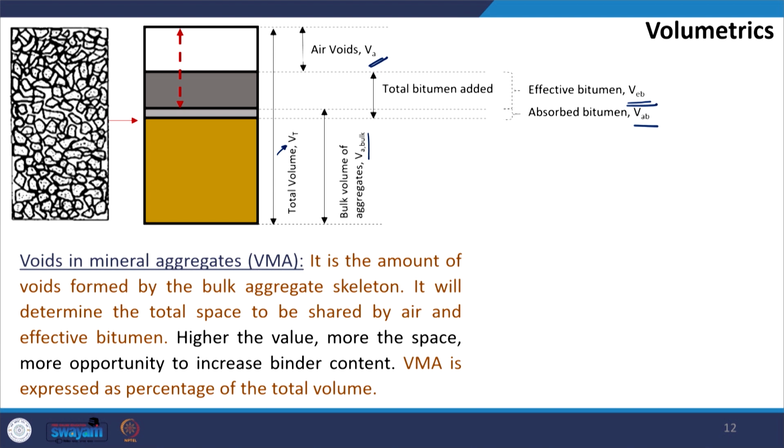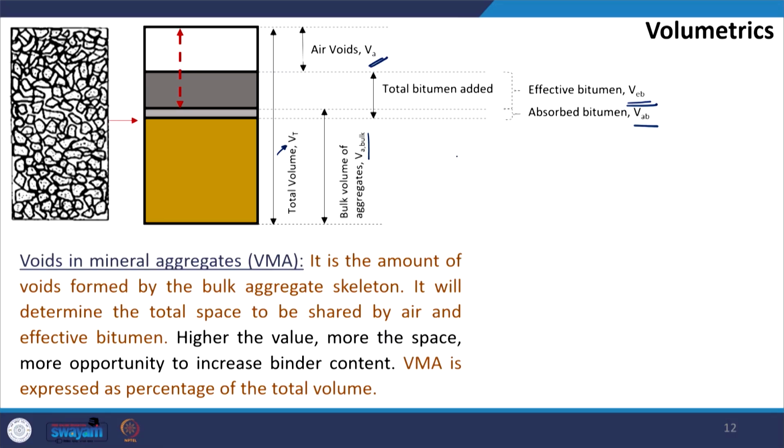The first parameter which we will discuss today is voids in mineral aggregates, VMA. So, what is the definition of VMA? It is the amount of voids formed by the bulk aggregate skeleton. As the definition says, we are packing the aggregate particles and looking at the interparticle voids between the bulk of aggregate particles. What do I mean by bulk of aggregate particles?